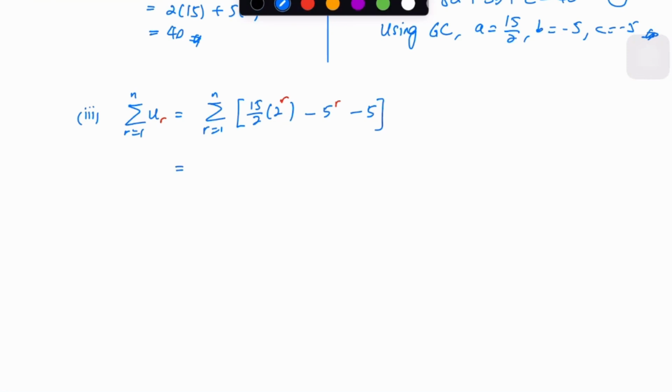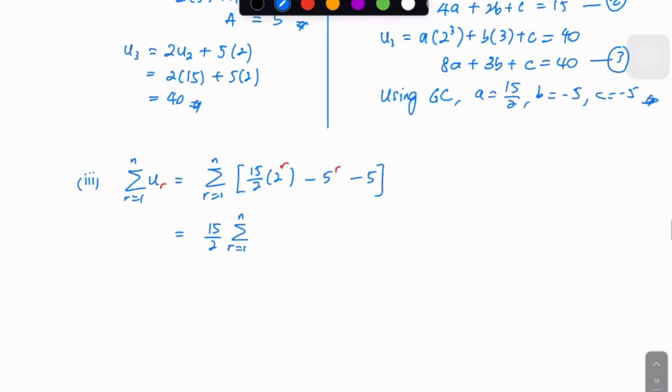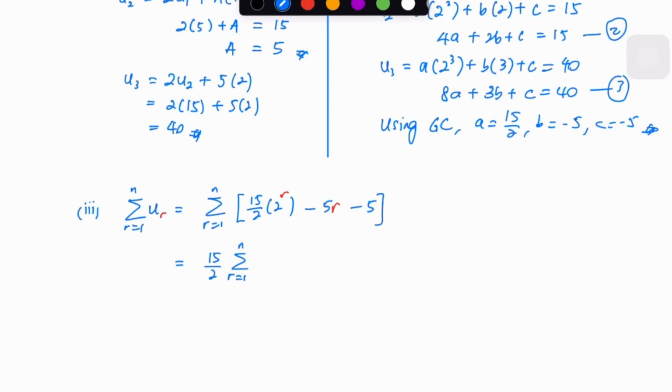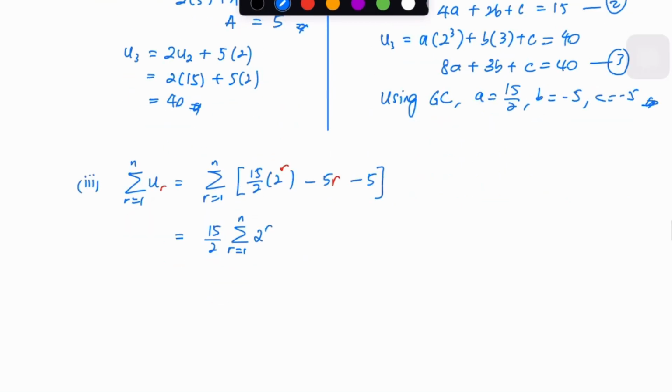Okay, so let's take a look at this. How do we evaluate this sum? We split this up. So first one over here, 15 over 2, bring this out. Oh, sorry, 5 times r. Thank you. Okay, so like that. So this one over here, 2 power r, minus 5 sum r, minus sum of 5, like that.